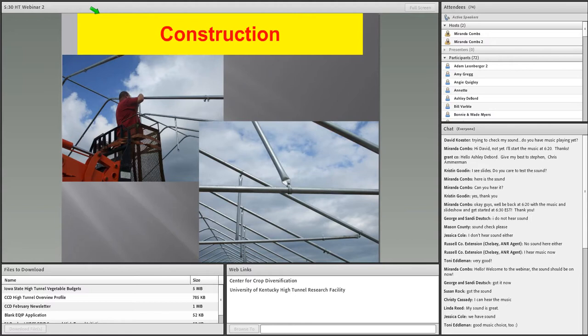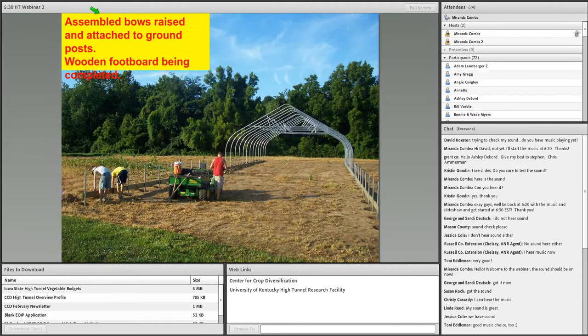So, like I said, we're still building these structures at UK, and so to continue the process, these are some of the images from the last build that I did at my previous location. So you can see in this image here, we've got assembled bows with trusses. Not all the bows are in place in this particular image, but they're actually working on the footboard.